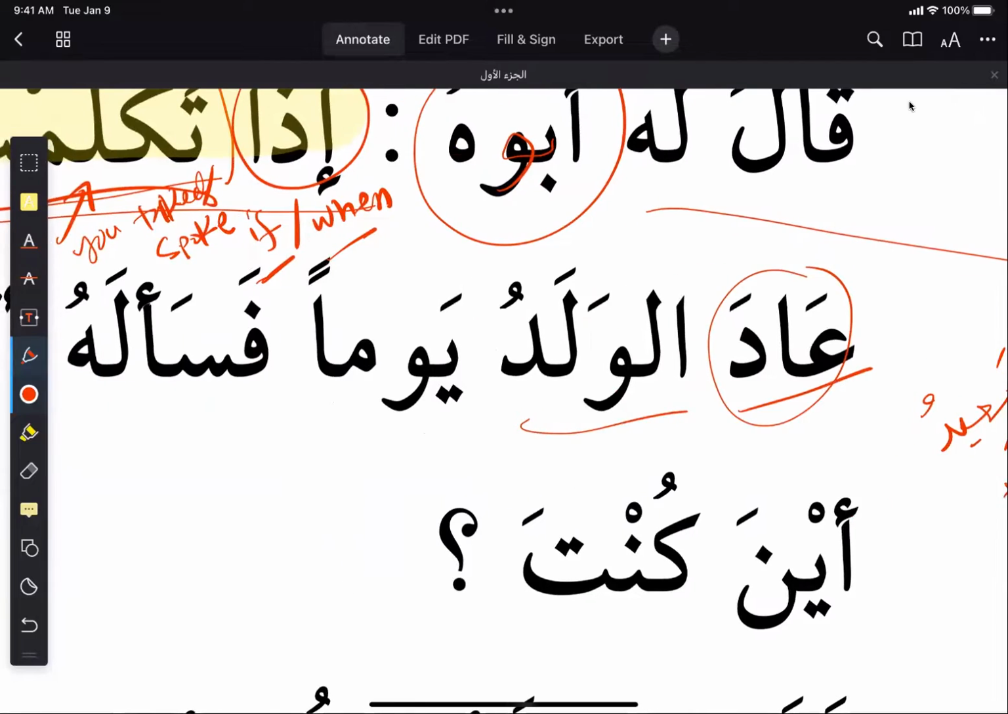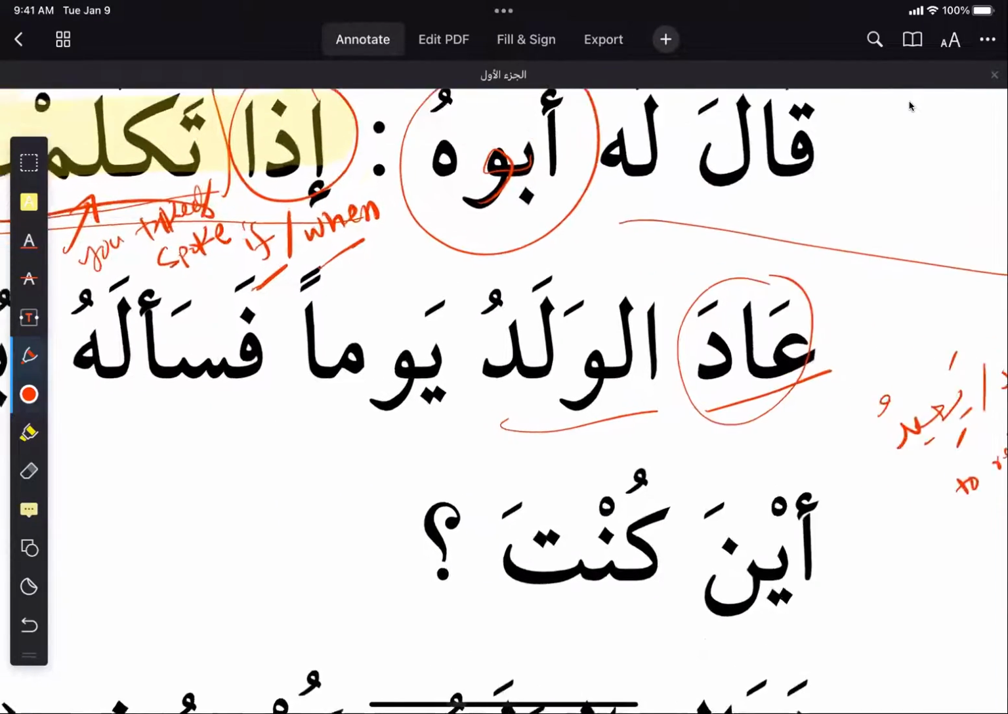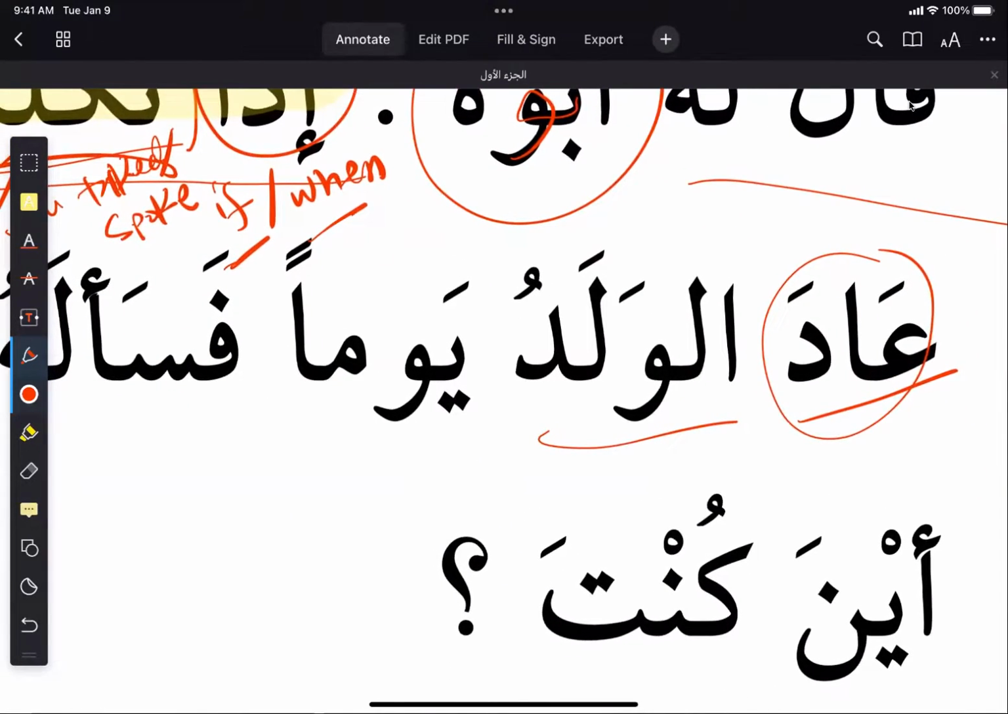The boy returned yawman. What do you think the yawman means here? It's coming as an adjective. Sorry, not adjective, I mean the adverb. So it's saying that one day the boy returned, or the boy returned one day.